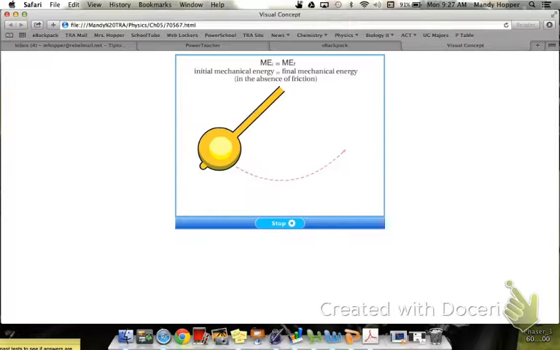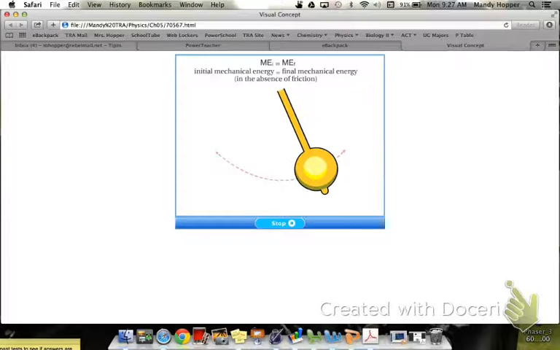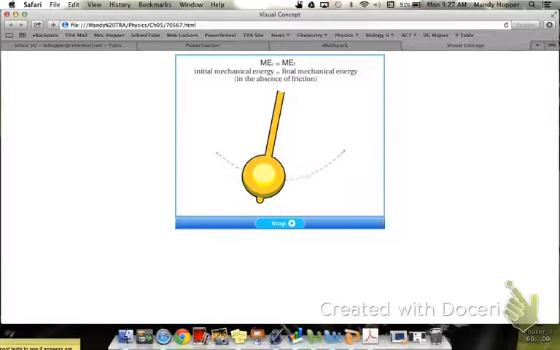Mechanical energy is the sum of the kinetic energy and all the forms of potential energy associated with an object or group of objects. In the absence of friction and any other external forces, the total mechanical energy remains the same. This principle is called the conservation of mechanical energy.